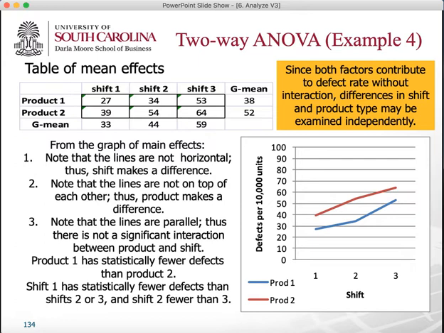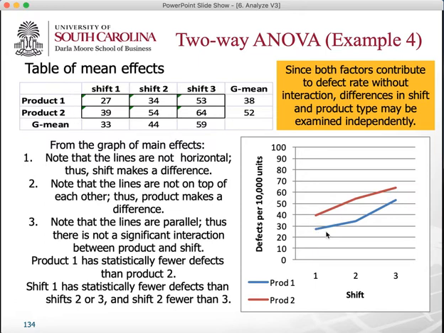And here is what you drew, right? So remember, to have a difference between product 1 and product 2, these lines have to be separate. There has to be some space in the middle. And to have a difference in shift, these lines have to be at an angle, right? They're not totally horizontal. So that's what I have. These are the means here.